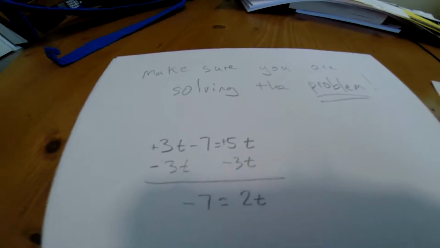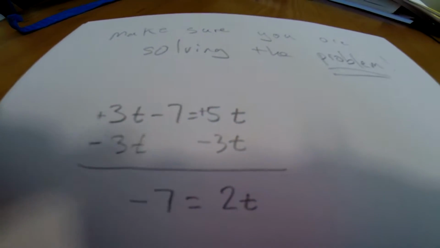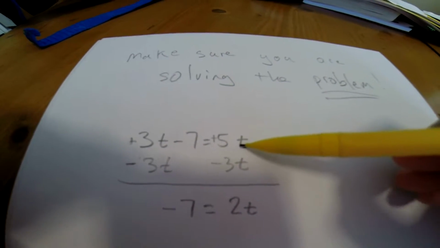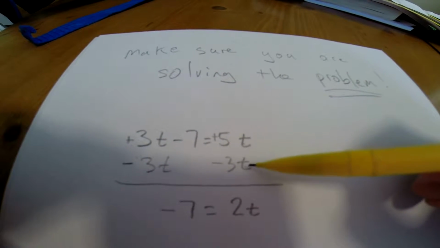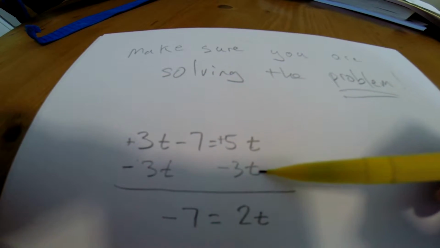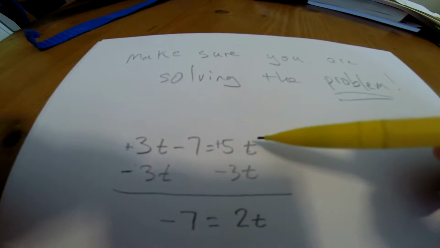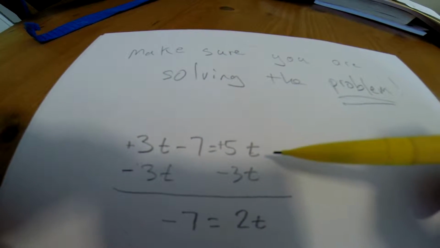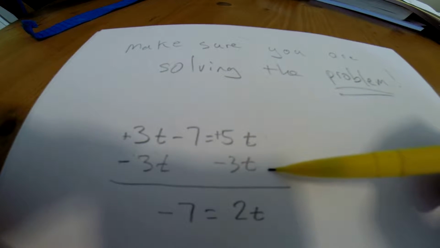All right, so a couple things here when you do this. What am I doing here? Well, I'm taking 5 t's. I have 5 t's, and I'm taking 3 t's away. Notice that leaves me, think of it this way. If you have $5 and I take $3 away, you have how many dollars?